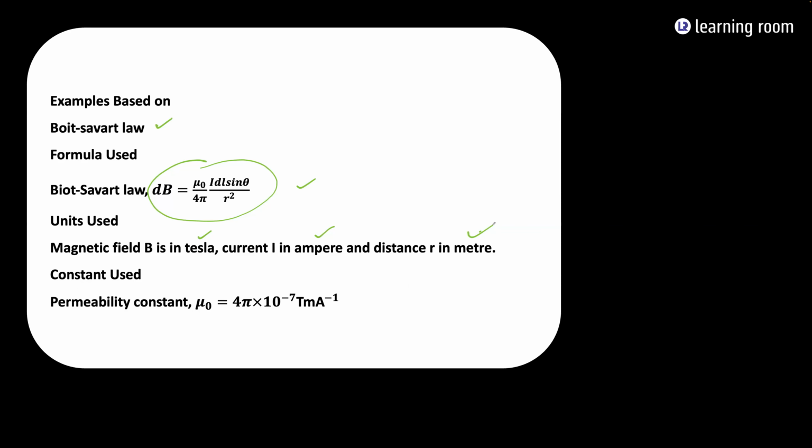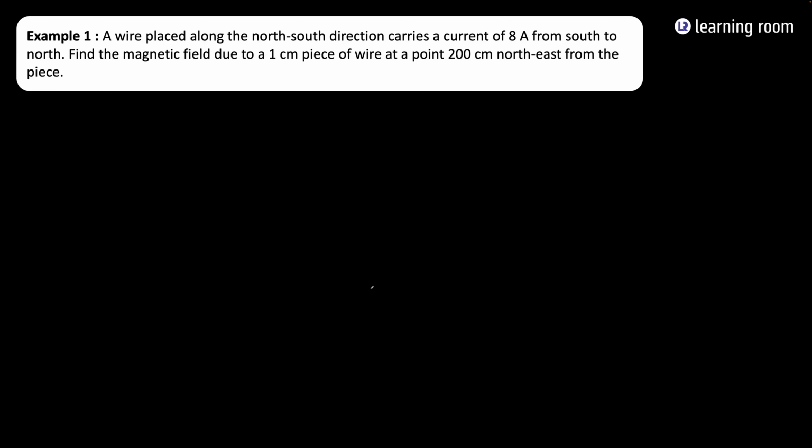Mu naught by 4 pi takes the value of 10 power minus 7, or mu naught takes the value of 4 pi into 10 power minus 7. So what is the unit of it? It is going to be Tesla meter per ampere. Right. Those who are online, am I audible? Yes, sir. Okay. Having said this, let's see what is the first problem.